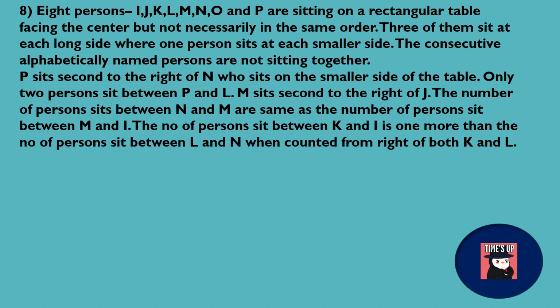So, what is the question saying? 8 persons, that is I to P, are sitting on a rectangular table facing the center but not necessarily in the same order. 8 persons are there who are sitting in a rectangular table.